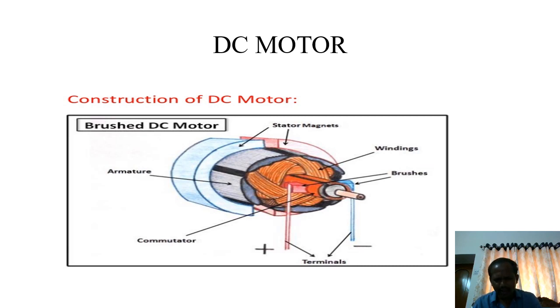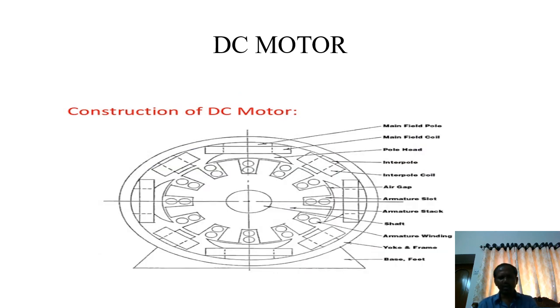So there is the stator magnetic field. Inside it is the rotor armature, which has armature windings placed in the slots. There is a shaft, brushes, and commutator segments. The two brushes have positive and negative terminals, and we are providing the DC source to these terminals. So the construction details of the DC motors are provided in detail.